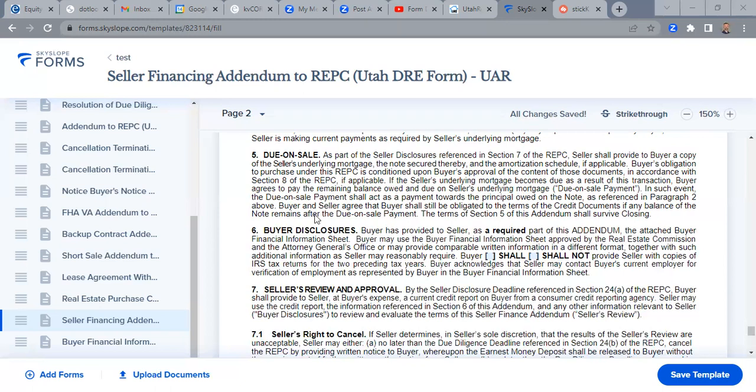And then it says down here that the buyer shall still be obligated to the terms of the credit documents if any balance of the note remains after the due on sale payment. So we seller finance 700. The underlying mortgage was for 400 when they exercised that due on sale clause. We scrambled. We came up with a way to pay that $400,000. And now there's $300,000 still owing with the terms of the note that we established up on that first page. And this survives closing. All right. So any questions on that part?